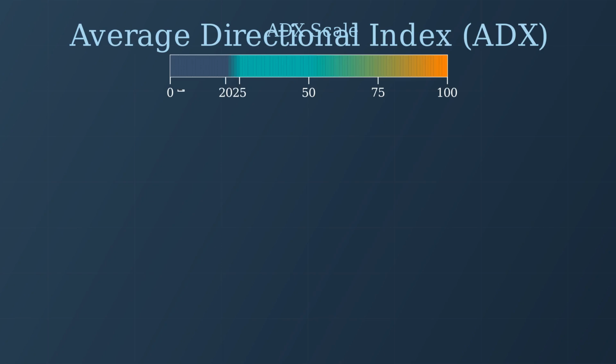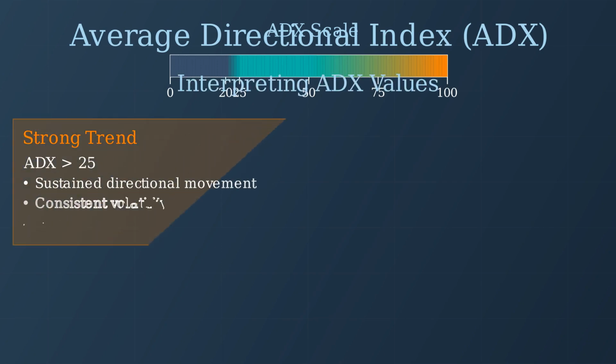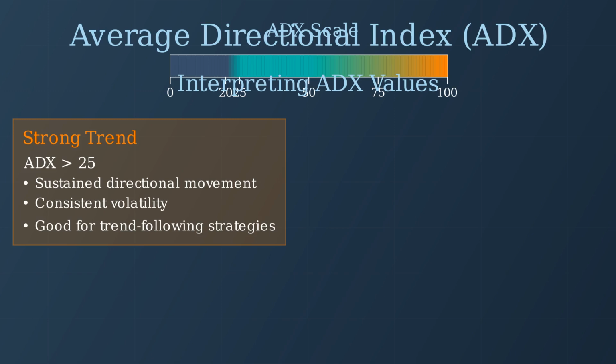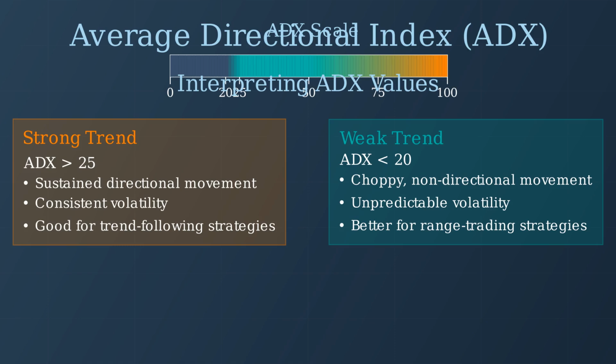When ADX readings are above 25, this indicates a strong trend with sustained volatility. This is ideal for trend-following strategies as price movement has consistent momentum. Conversely, ADX readings below 20 suggest a weak trend and potentially choppy, unpredictable volatility. Markets in this state often have erratic price movements, better suited for range trading approaches.